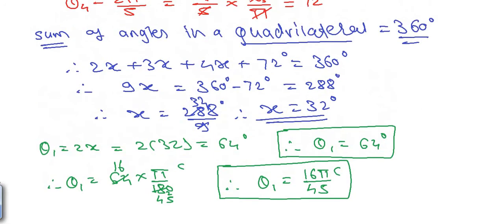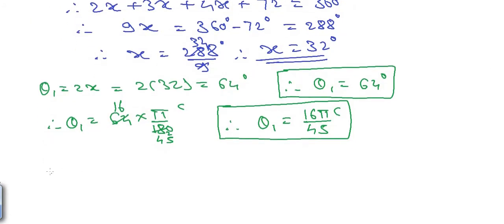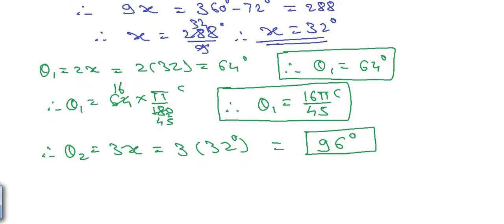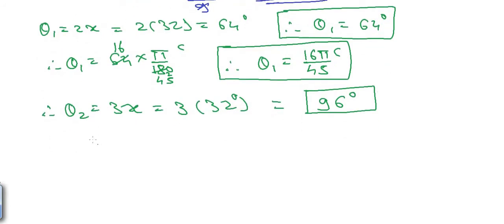Let us now find the second angle, which is 3x. Therefore theta 2 equal to 3x, that is equal to 3 into the value of x, 32 degree, that is equal to 3 6s are 18, and 3 3s are 9, that is 96 degree. So this is the value of theta 2 in terms of degree measure. Let us convert this into radian.